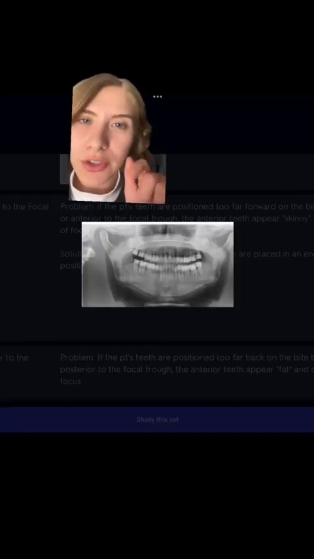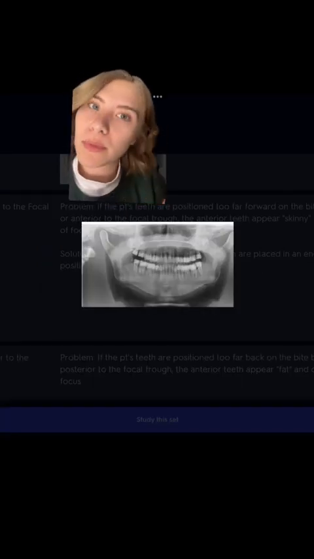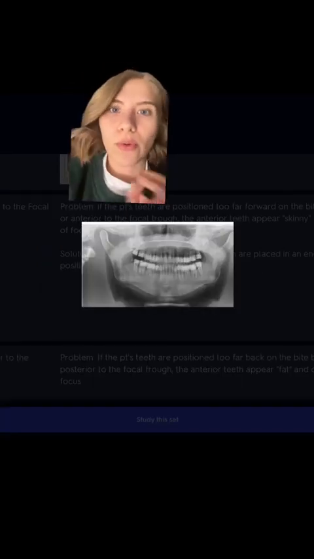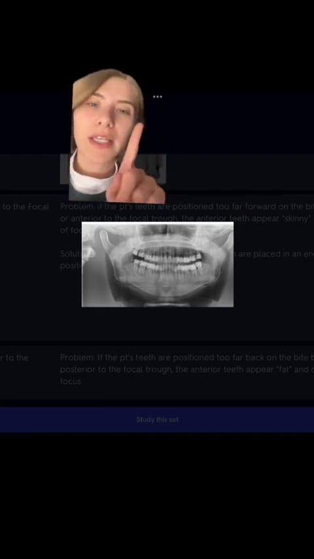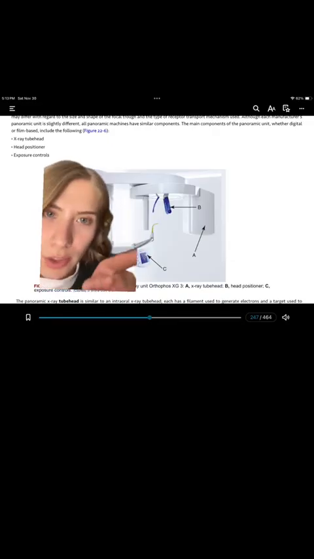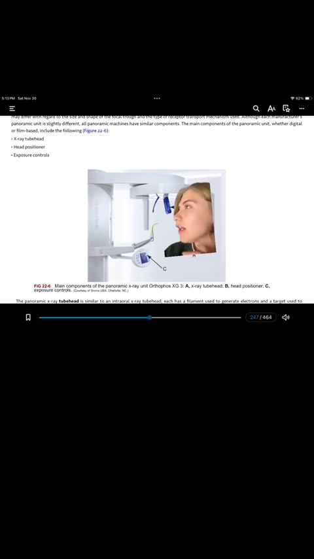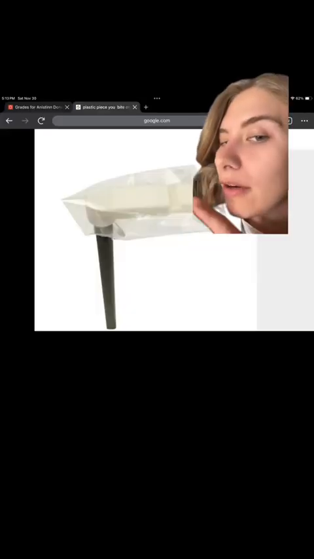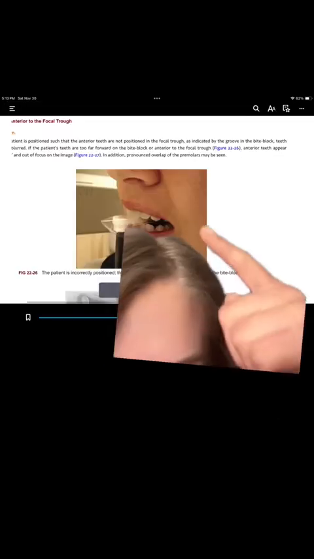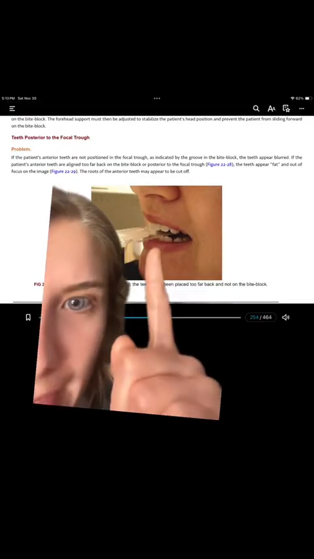Okay, so I never understood questions like this when it was posterior to the focal trough or anterior to the focal trough, but here's how I understood it. So you're going to be in this pano. Patient's here, and you're like, okay, go bite down. And you're like, okay, go ahead and put your teeth right in this little ridge here. Like, put your teeth in it. And they'll either be like this or like this.